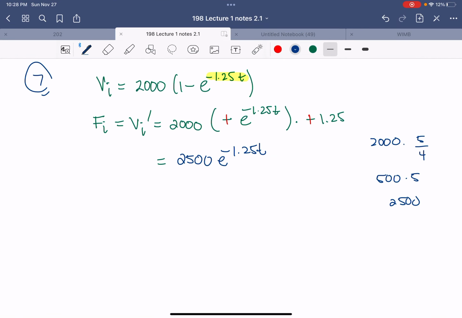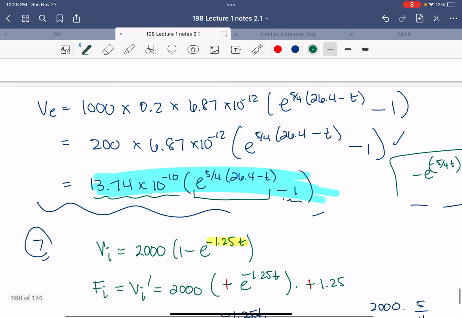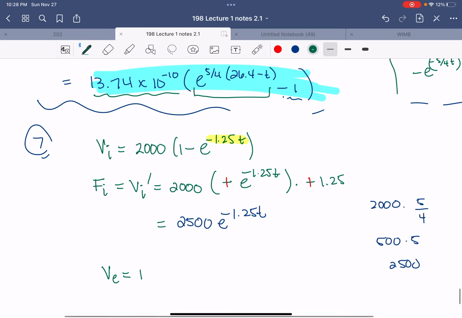Then you need to take your VE and do the same thing. So right there's my VE. It's the 13.74 times 10 to the negative 10 times e to the, when you multiply that through, that should be 33 minus 1.25t, minus 1.